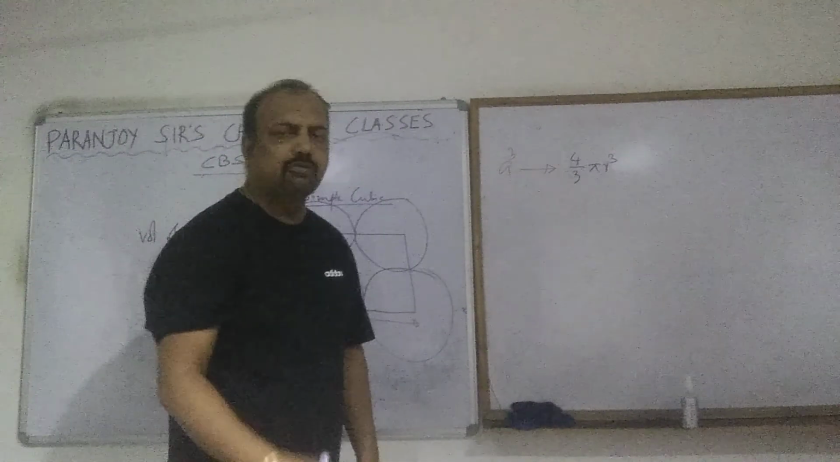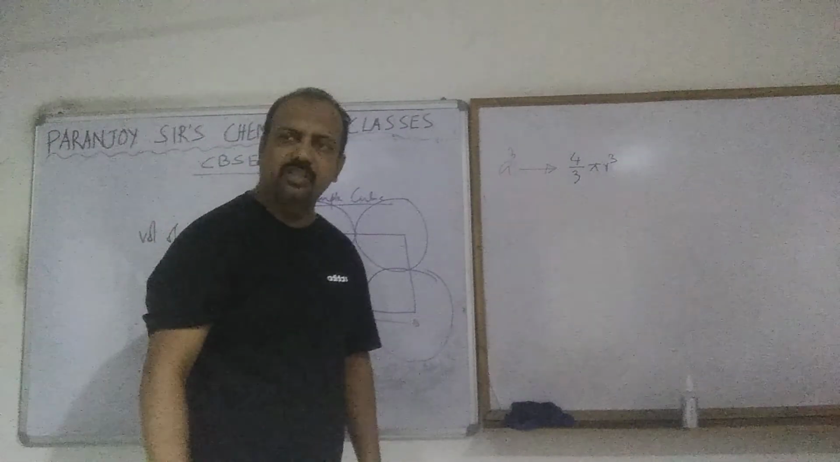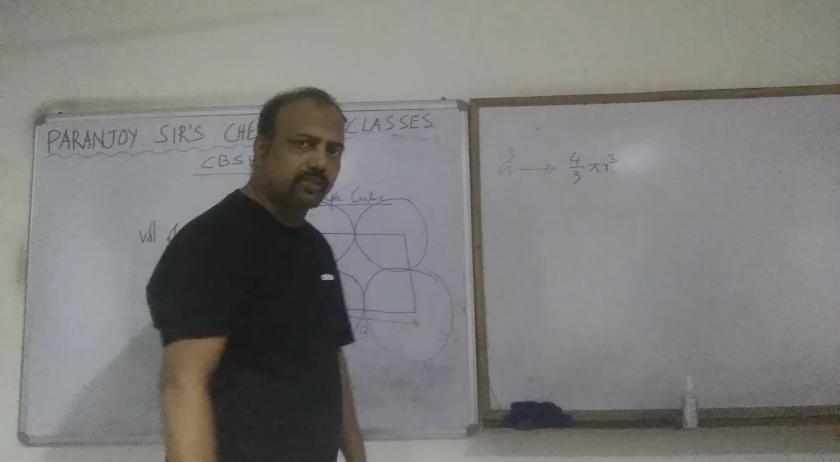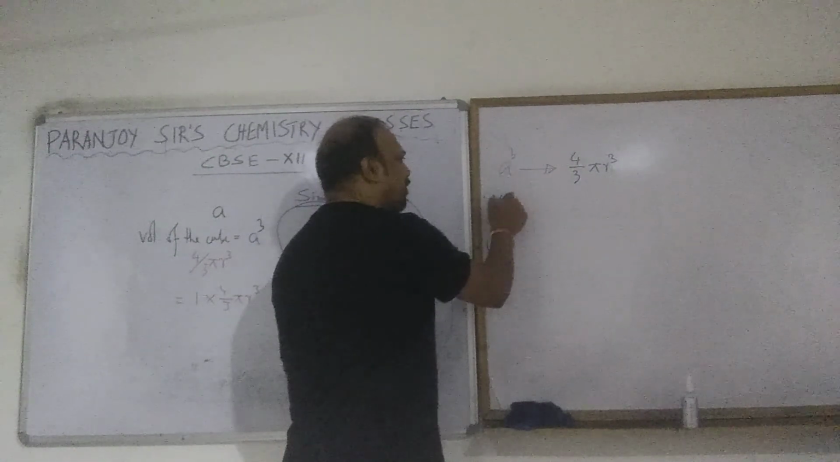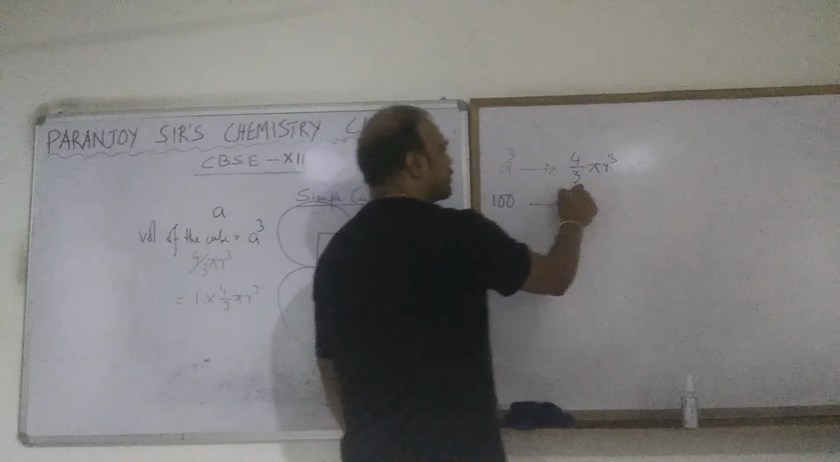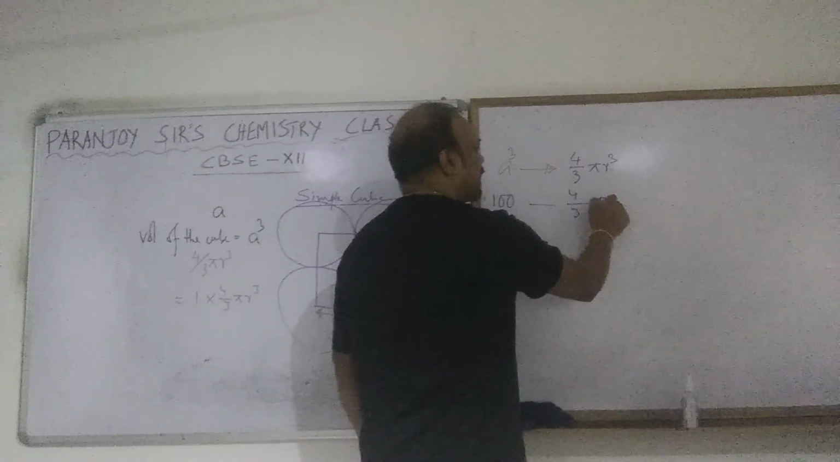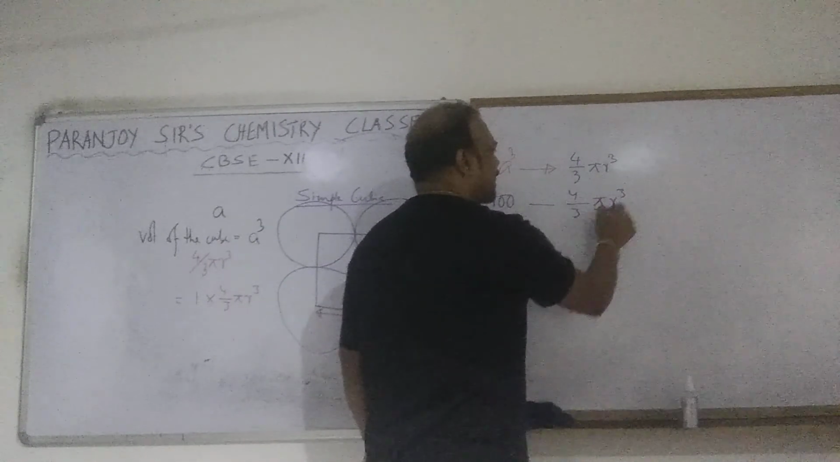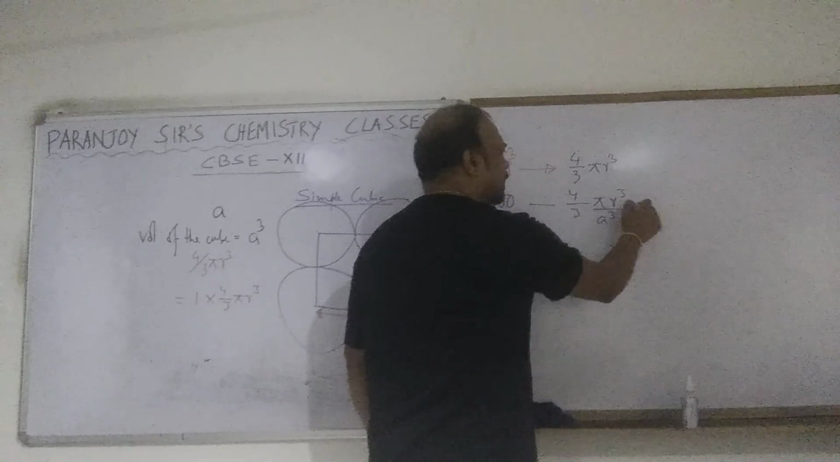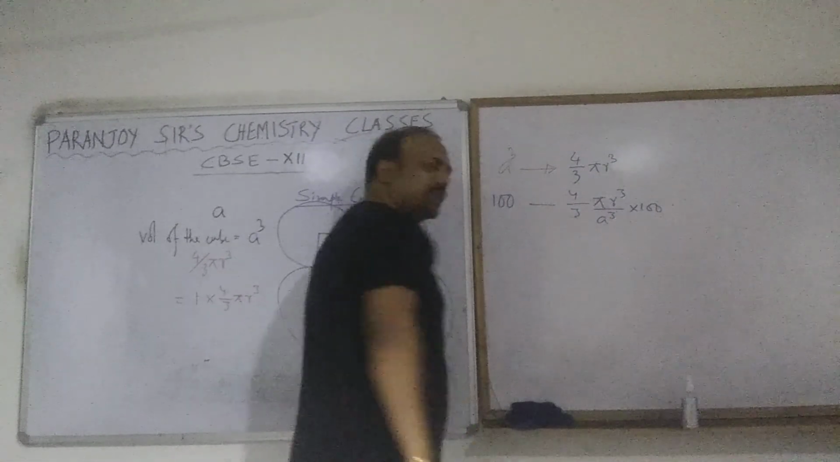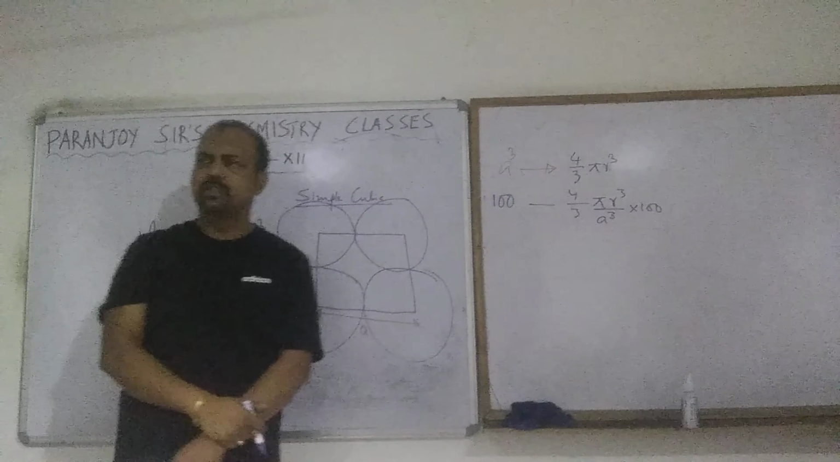Therefore, out of 100, because we are going to get the percentage. Out of 100 volume, how much is occupied? 4/3 πr³ divided by a³, into 100. That much percentage. Simple.